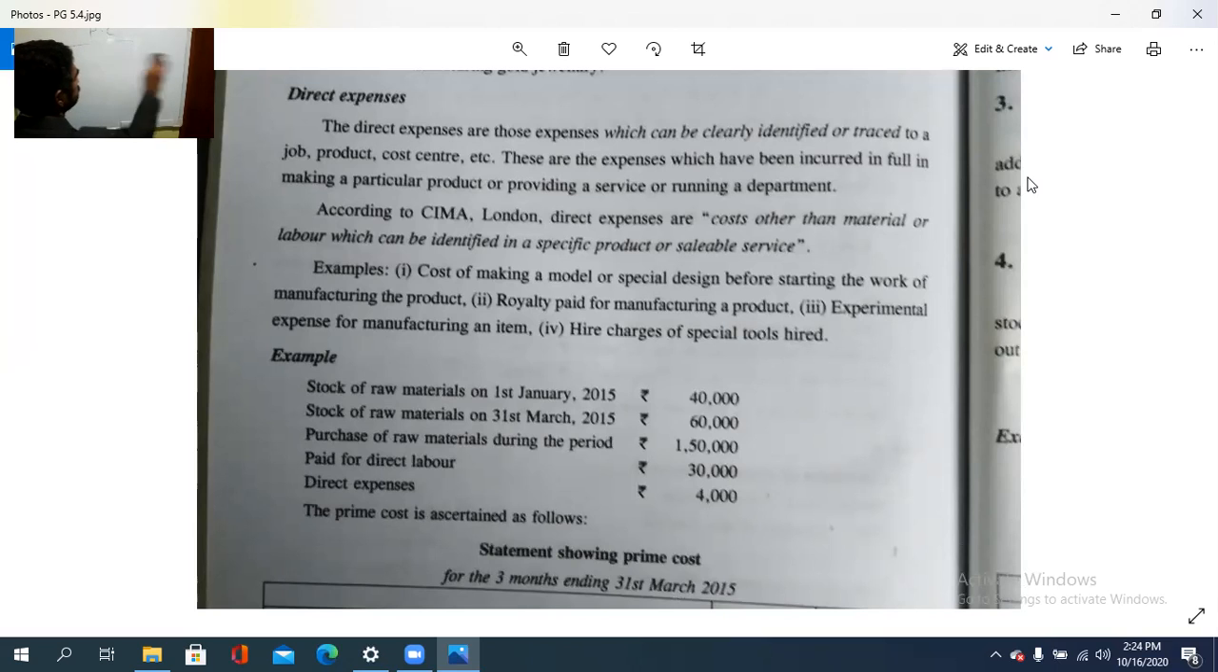We need to calculate prime cost, PC. What is that? Cost of materials consumed. That is 40,000 is the opening plus purchase is how much? 1,50,000. That is how much? 1,90,000. Then from this we need to deduct what? The 60,000, that is the closing stock. So how much is it coming?